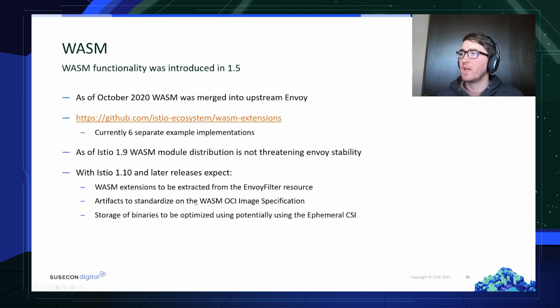There are going to be artifacts to standardize. The artifacts are going to standardize on the WASM OCI image specification so that you can load them in the standard registries that are already using other OCI image spec artifacts, such as Helm charts. And then the storage of binaries to be used optimized potentially using the Ephemeral CSI. So that's more or less on the implementation, and that's something that, if you are running a large-scale Istio service mesh, is going to become more important. But for smaller users of Istio, it's going to be more or less an implementation detail.